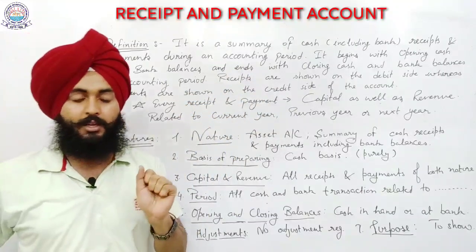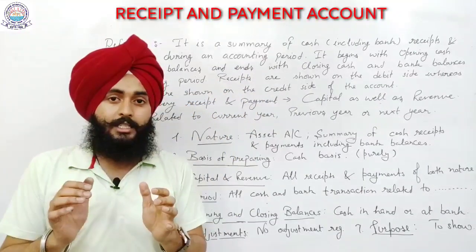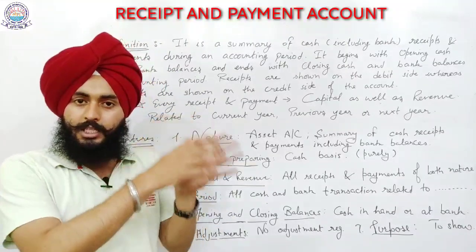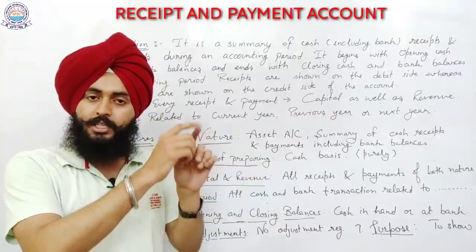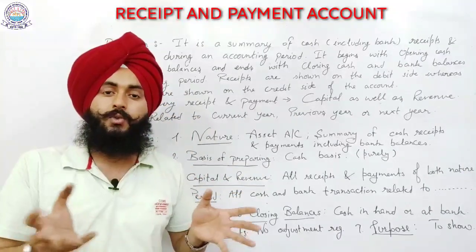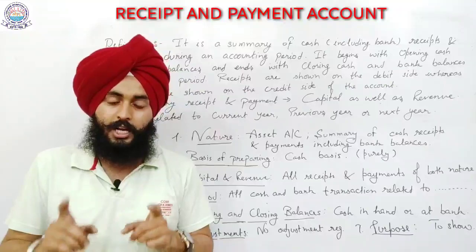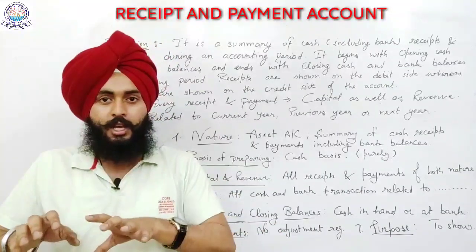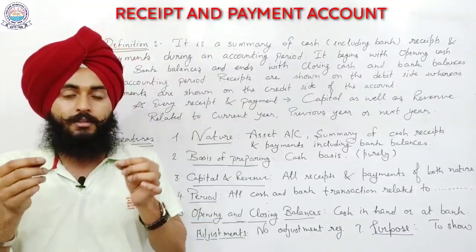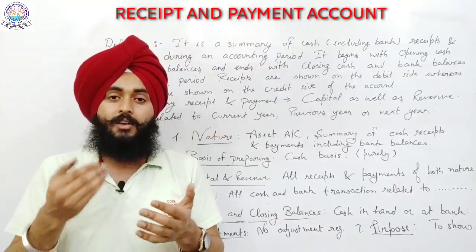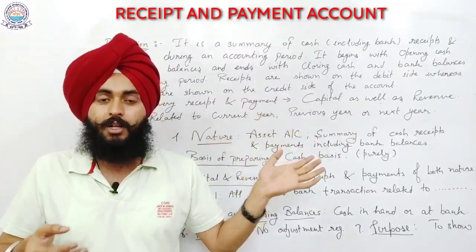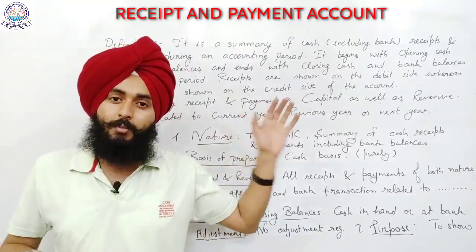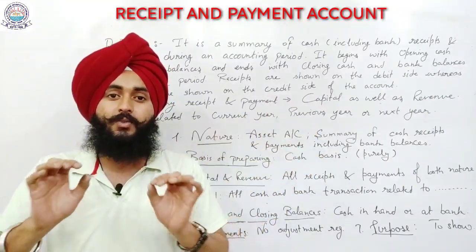Now this is a simple thing. It is just a summary of cash and bank transactions. In the receipt and payment account, we have just one account in which we have summarized all the transactions related to cash and bank, whether those are receipts or payments. Now most of the students were thinking, why are we making this account? We already have a cash book, cash account, bank account, so why are we making this one? The reason behind this is very simple.